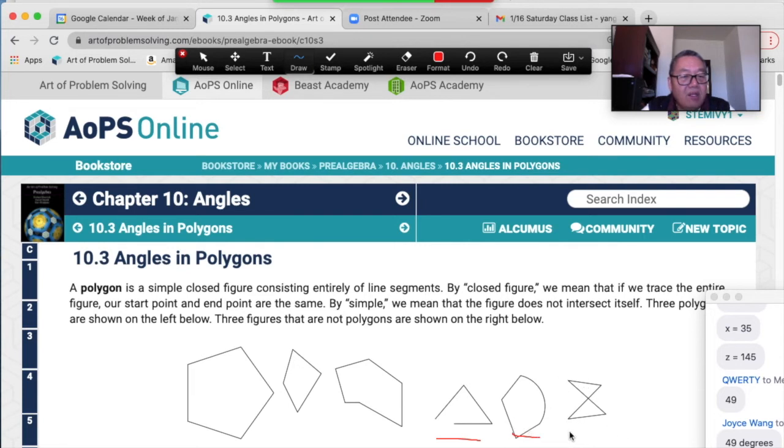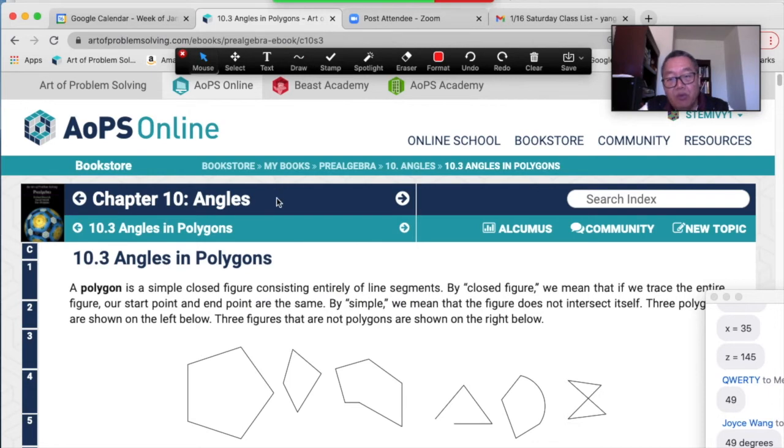And this one, each side is a line segment, but they form 2 closed regions. So this one also we don't consider a polygon, because we define a polygon as a simple closed figure that consists entirely of line segments. Here it's complicated. You got 2 closed regions. So this one is also not a polygon.